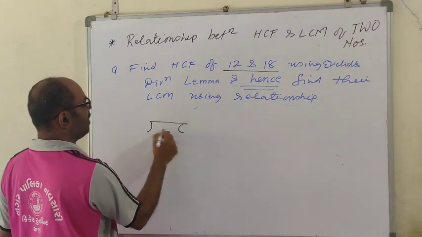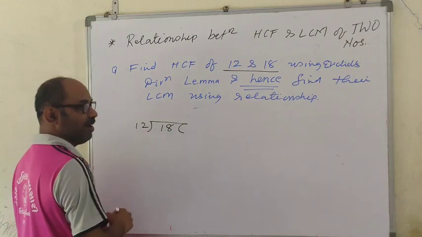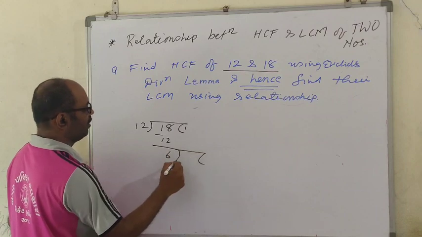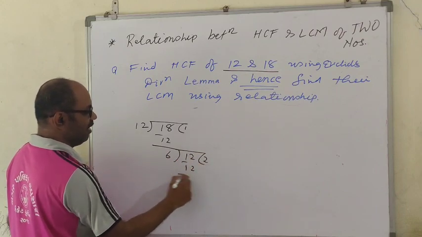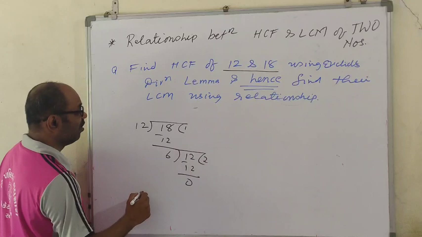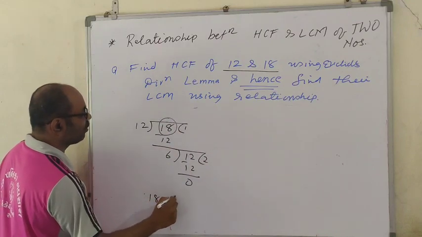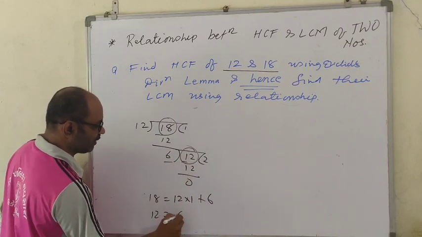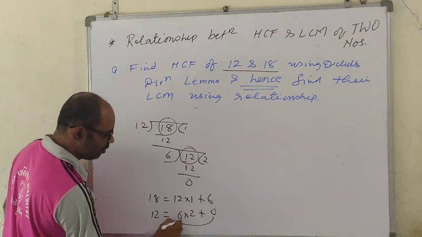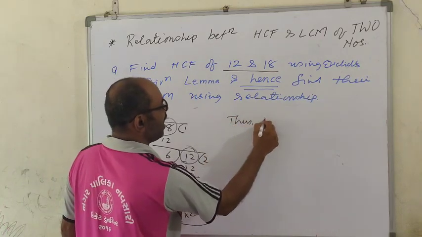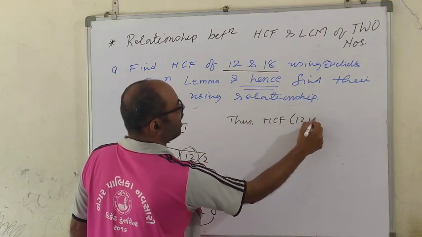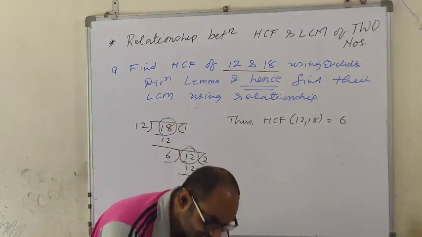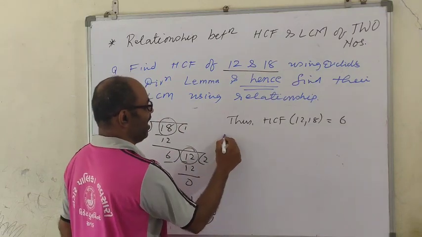So I'll use the larger number as dividend and the smaller as divisor. 12 ones are 12, 6 is left. Division continues. 6 twos are 12, 0. So 18 is equal to 12 into 1 plus 6, and 12 is equal to 6 into 2 plus 0. Thus, HCF of 12 and 18 is what, children? 6.